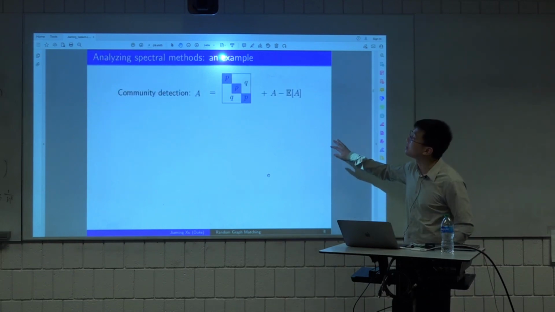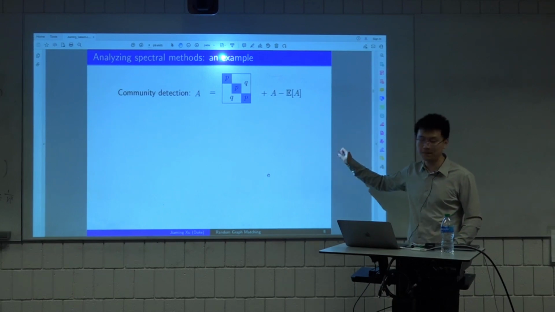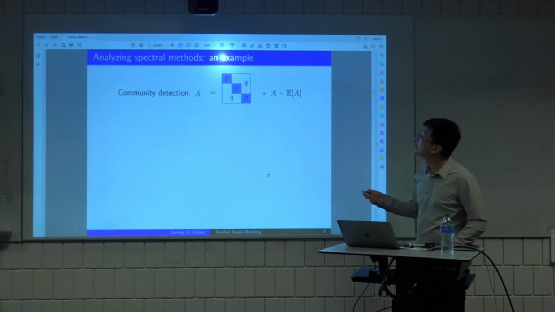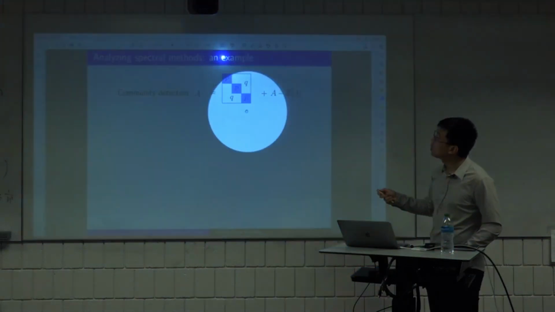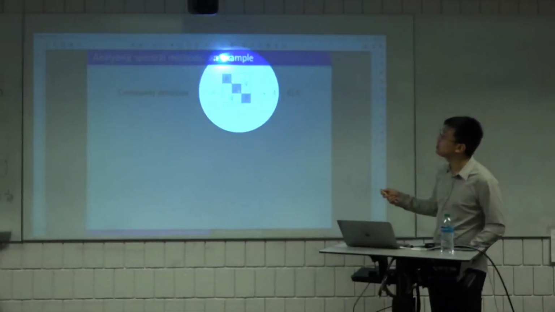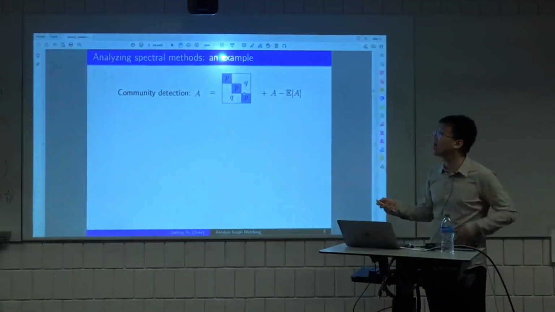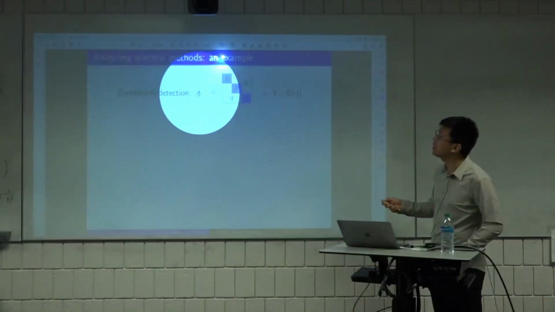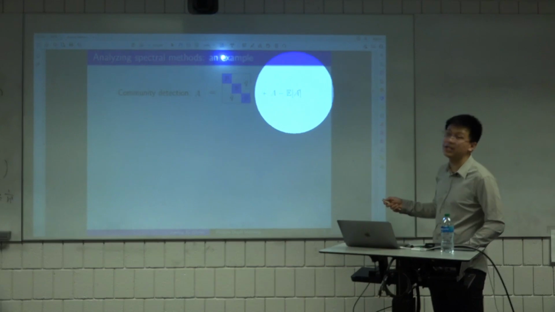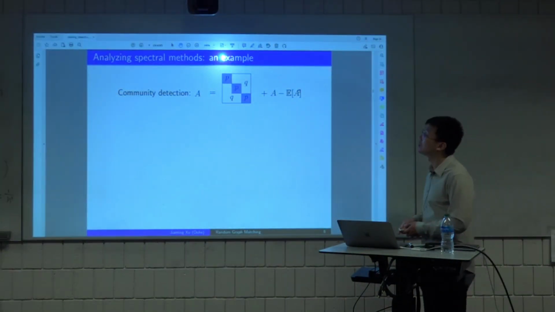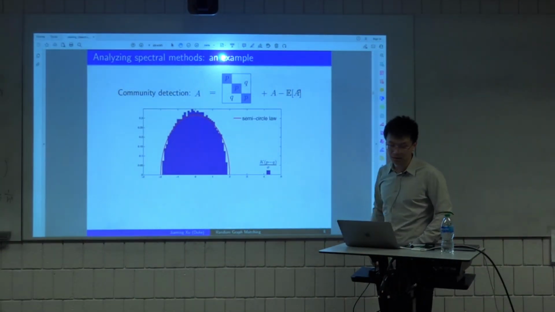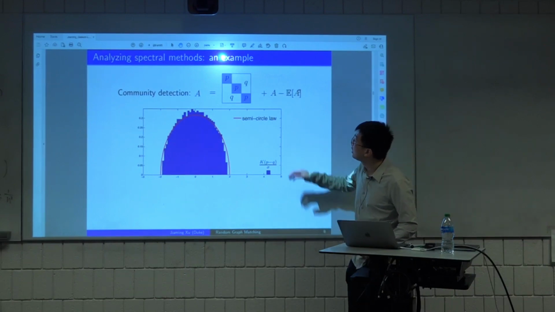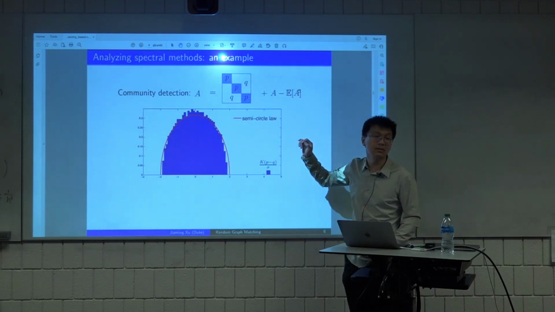So here's one specific example in the community detection problem. For example, in this case, I look at 3 blocks, so like 3 communities. Within the community, the edge probability is P, outside is Q. Let's say P is bigger than Q. And then I can write this adjacency matrix A as its mean plus the deviation from the mean. Now by writing it this way, I can look at the spectrum of the adjacency matrix A. The first thing is that I have this deviation, A minus its mean.